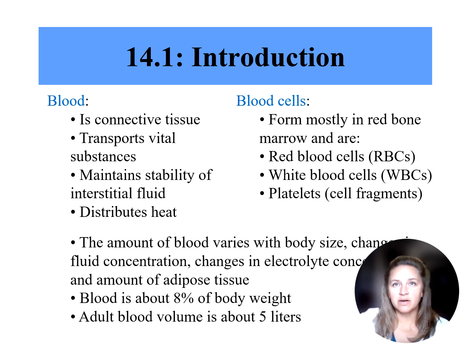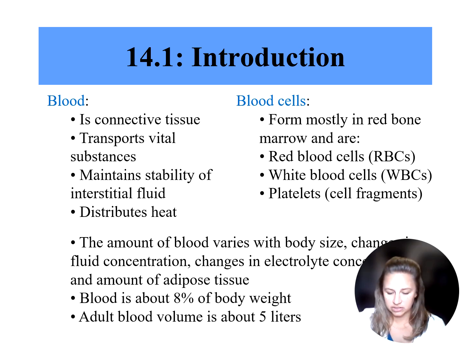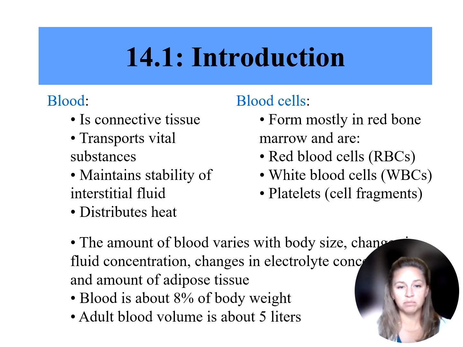And we're going to talk about the specific parts of the different blood cells. So there's red blood cells, white blood cells, and platelets. And we're going to see that the amount of blood varies with body size, changes in fluid concentrations, and electrolyte concentrations. Typically, blood is about 8% of an adult's body weight, and adult blood volume is about 5 liters.